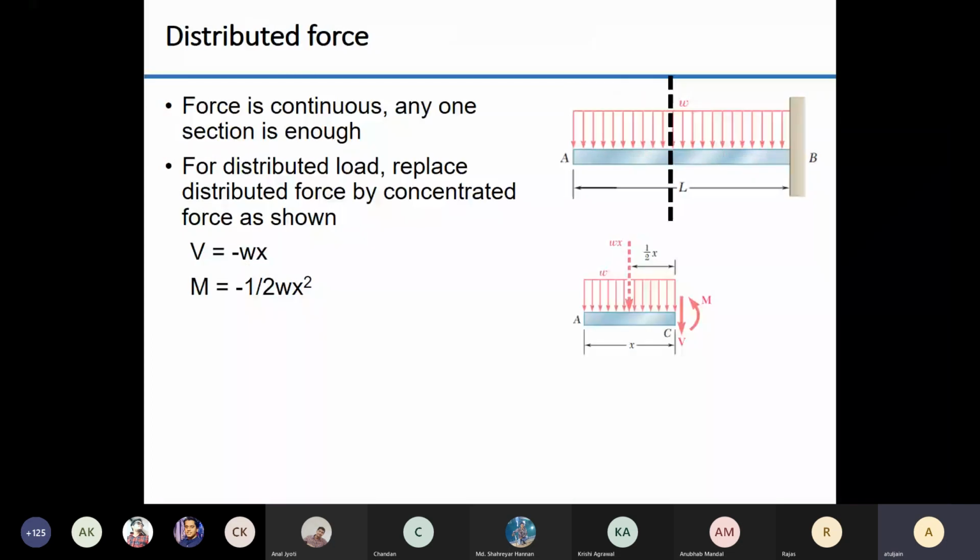Now let us look at uniformly distributed load. If force is continuous, you might say that one section is not enough. Should I make an infinite number of sections? We don't approach it like that. We just take one section like I have shown, and on the left hand side, I draw the free body diagram of the left hand side of the beam, and I replace this uniformly distributed load with a point load at the center. So I have V is equal to minus Wx, M is equal to half Wx square. A uniformly distributed load can be replaced by a single load at the center of the section.